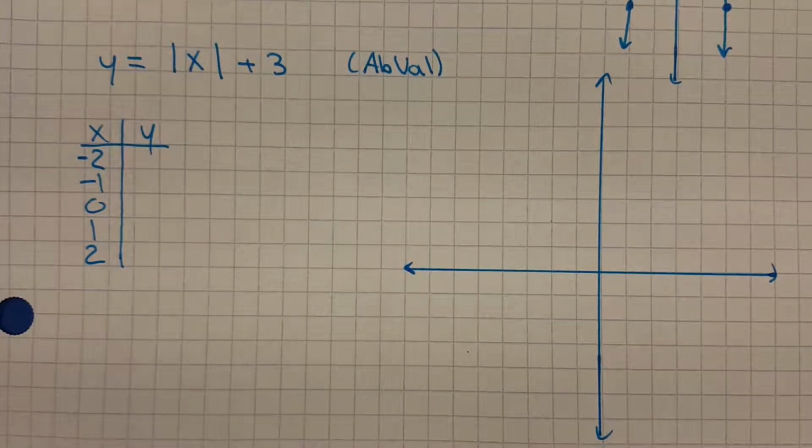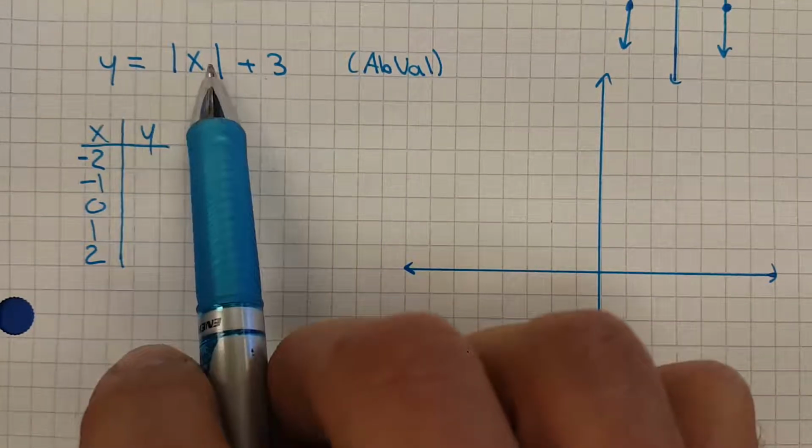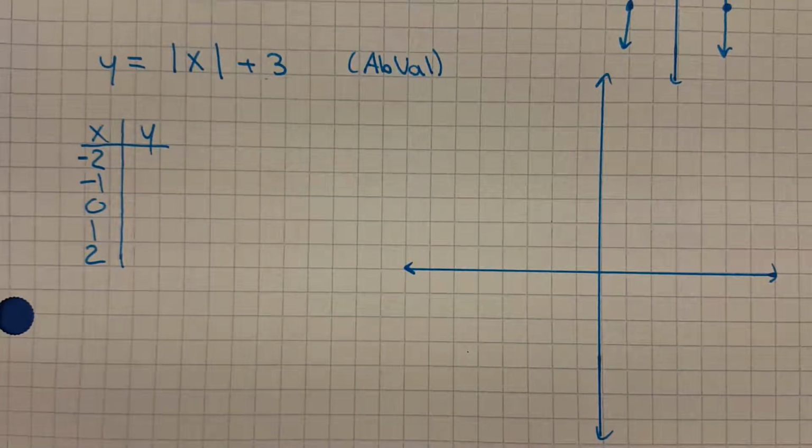All right, the last flavor of equations that I'm going to help you graph by hand is an absolute value equation. So here we just have y equals the absolute value of x plus 3. These are actually pretty easy to do mentally, okay?